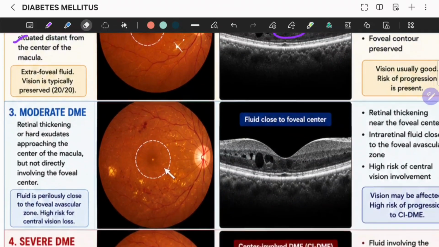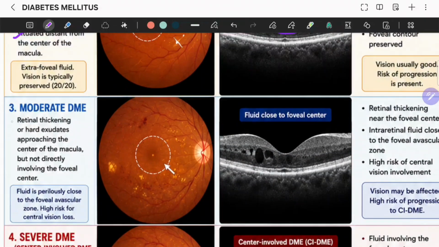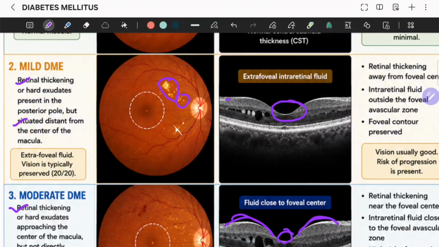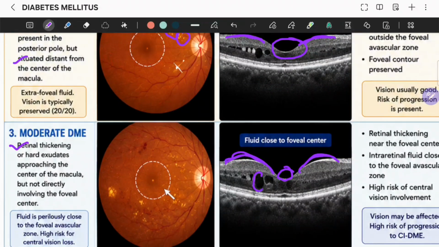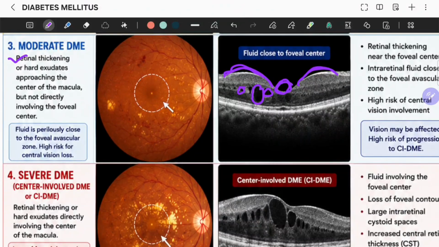This is OCT. Now moderate DME: retinal thickening or hard exudates approaching the center of the macula but not directly involving the foveal center. So the fovea is spared, but they are approaching the fovea now. See the convexity around the fovea is increased. Here the convexity is not that much, this is more horizontal, but here the convexity is very much increased, and you are able to see the fluid, but it is not involving the fovea. So that is moderate diabetic macular edema. And in fundus you will see approaching of these exudates towards the fovea.